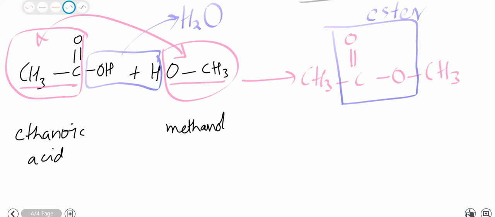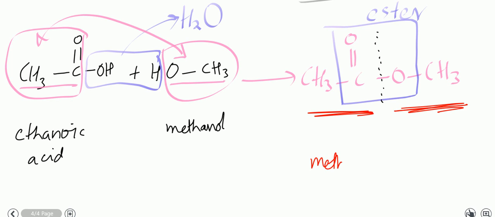So how are we going to name it? Let's divide it. This part is the one that comes from the alcohol, and this is the part which is coming from the carboxylic acid. So first we're going to take the part which comes from the alcohol. The alcohol we used for this particular reaction was methanol, so this part is going to be methyl, and the carboxylic acid that we used was ethanoic acid. So the name of this ester is going to be methyl ethanoate.